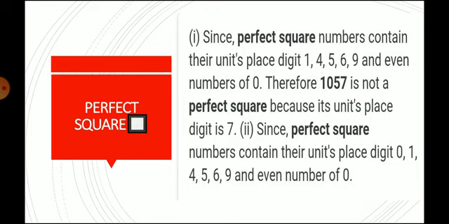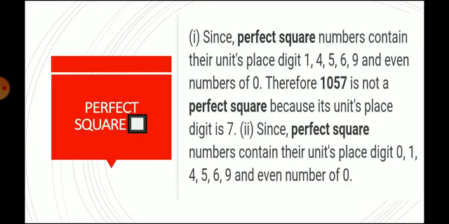Okay, so see, perfect square numbers contain their units place digit. What is this units place? In fractions we just learned what a unit is. When the numerator is 1, only then is it called a unit fraction, right? So here, in a perfect square, we look at the units place, the ones digit.